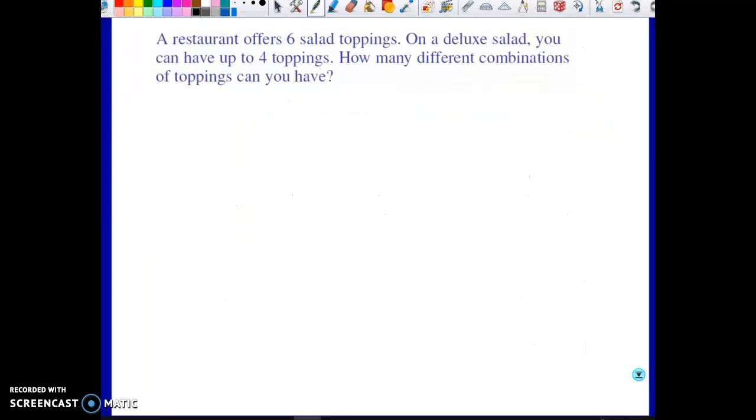Let's say a restaurant offers 6 salad toppings. On a deluxe salad, you can have up to 4 toppings. How many different combinations of toppings can you have? All right, first question. Is this a permutation or is this a combination? Does the order matter when I'm assembling the salad? And this is a debated topic because some people would say yes, some people would say no.